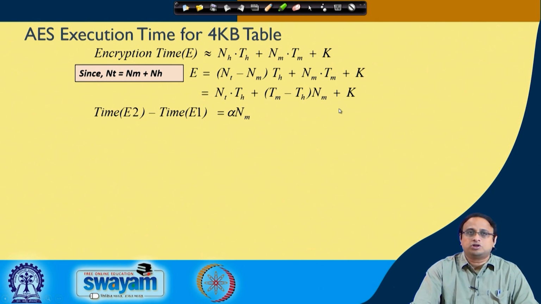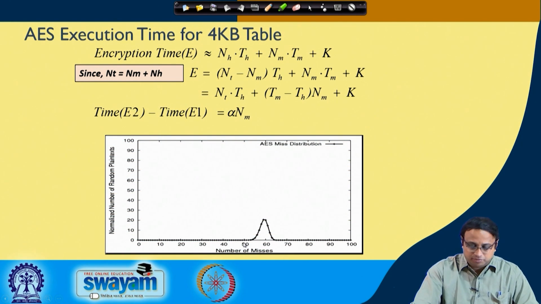So if I take two different runs of the encryption, and take the difference between these two runs, then this part would cancel because this part is a constant. I will only have an effect, or proportionality, on the number of misses. Okay. And what we find is that if you do these experiments, that means if you take the number of misses and do a frequency plot, you will find that there is a nice distribution of the number of misses, which means that the number of misses varies across executions.